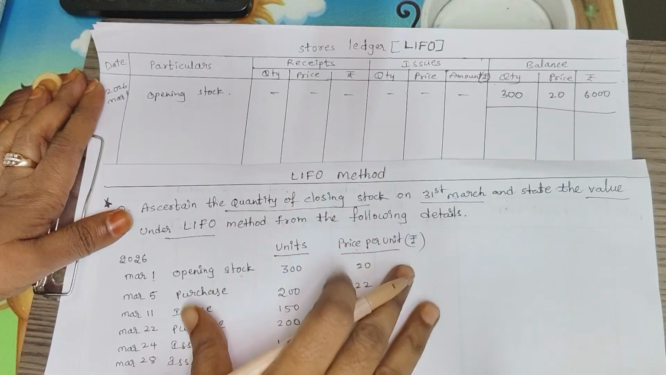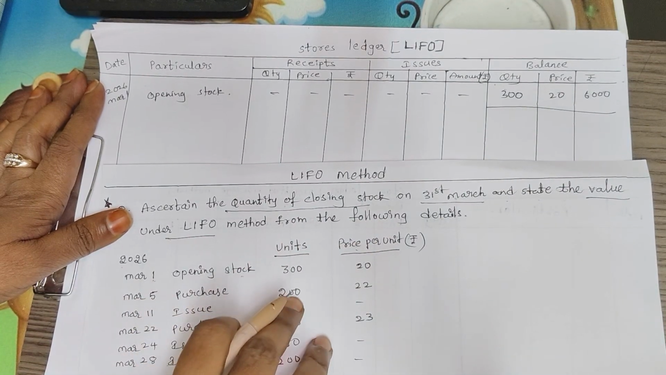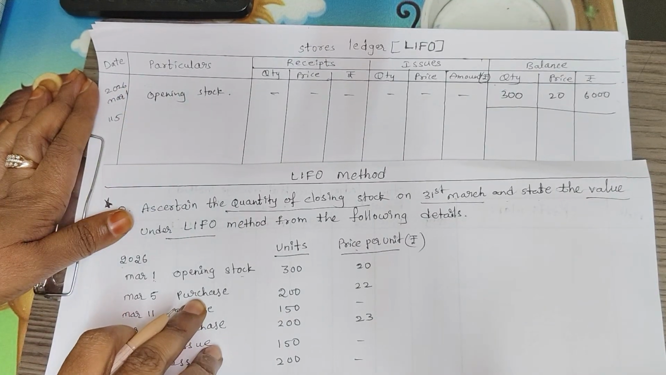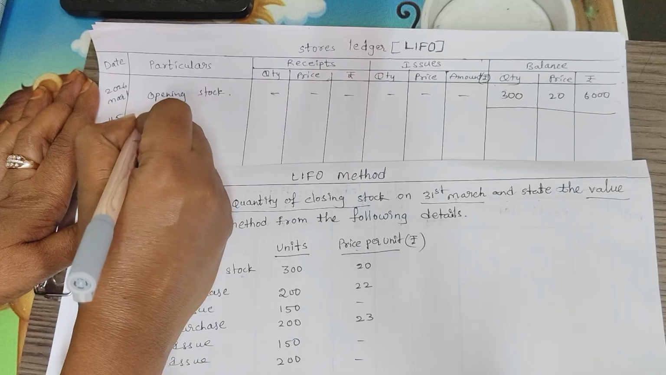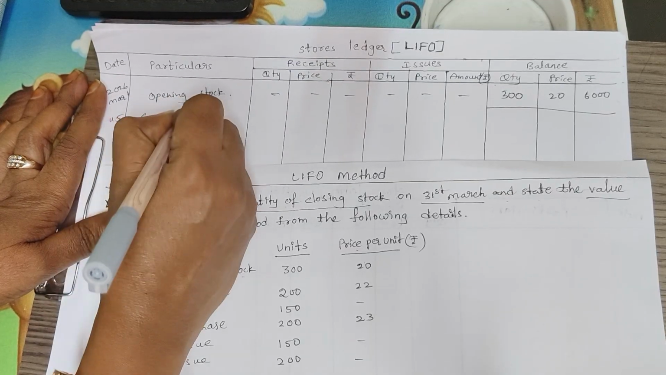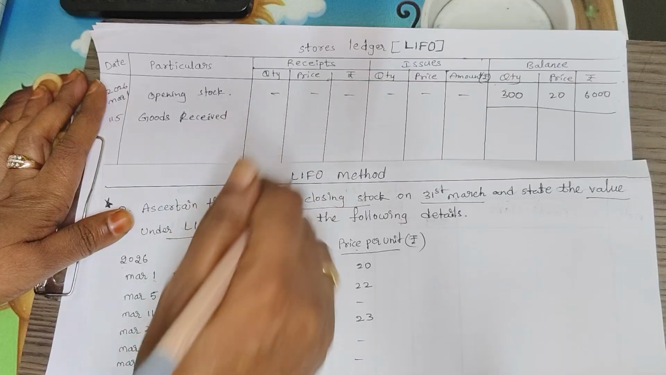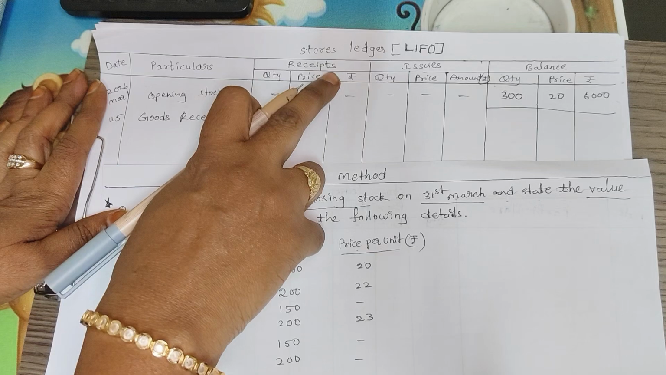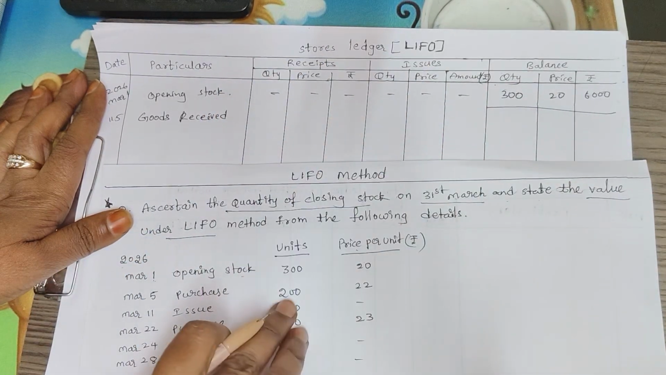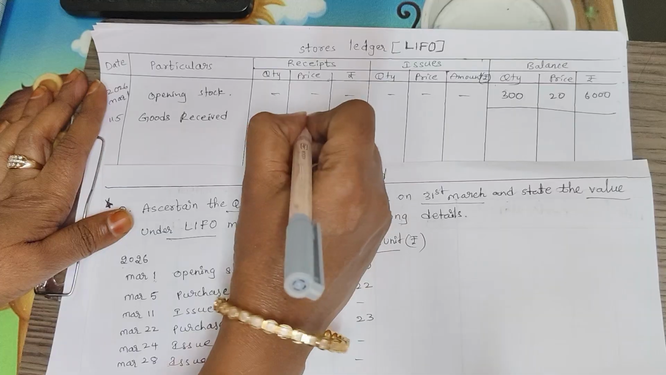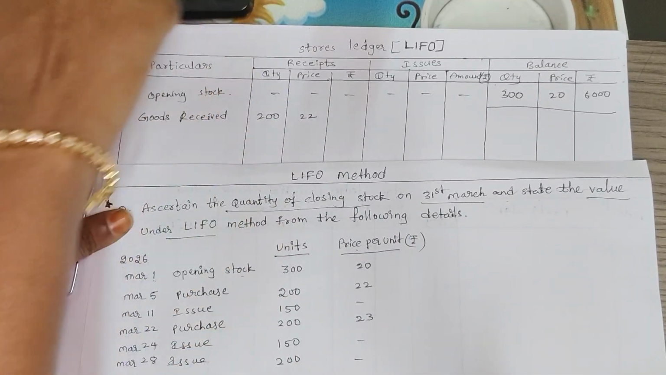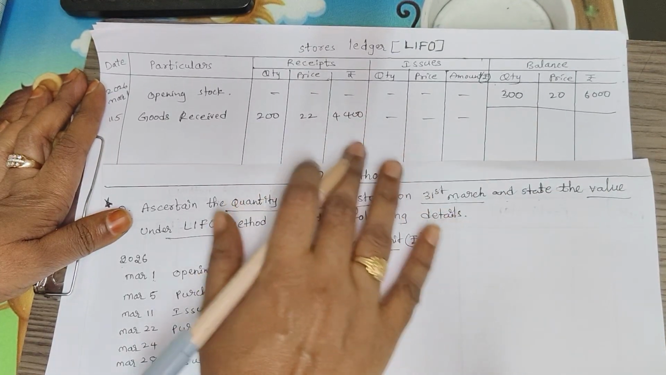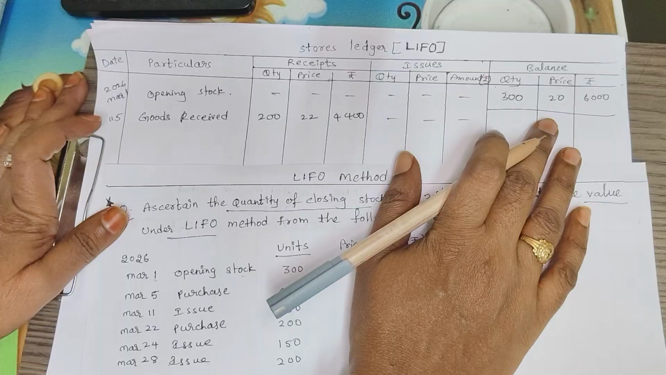Close this. Next one, March 5th. Purchase 200 units at the rate of 22 rupees. So on 5th March, what is that purchase? Goods received. At the time of purchase, we will receive goods, so we write goods received. When you are receiving goods, you need to write in the receipt column as well as the balance column. So how much? 200 at the rate of 22. 22 into 200, 4,400. When you are showing this balance, first you need to show the available balance in the store.